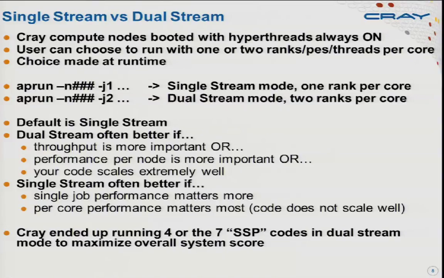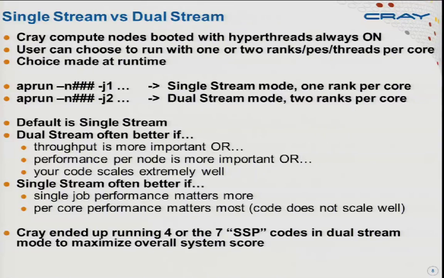Another thing that probably goes with dual stream is your code scales extremely well. This kind of makes sense, because if your code does scale extremely well, with dual stream, you've got twice as many ranks for a given amount of hardware. So you better be able to use them, and being able to use them means your application can scale.